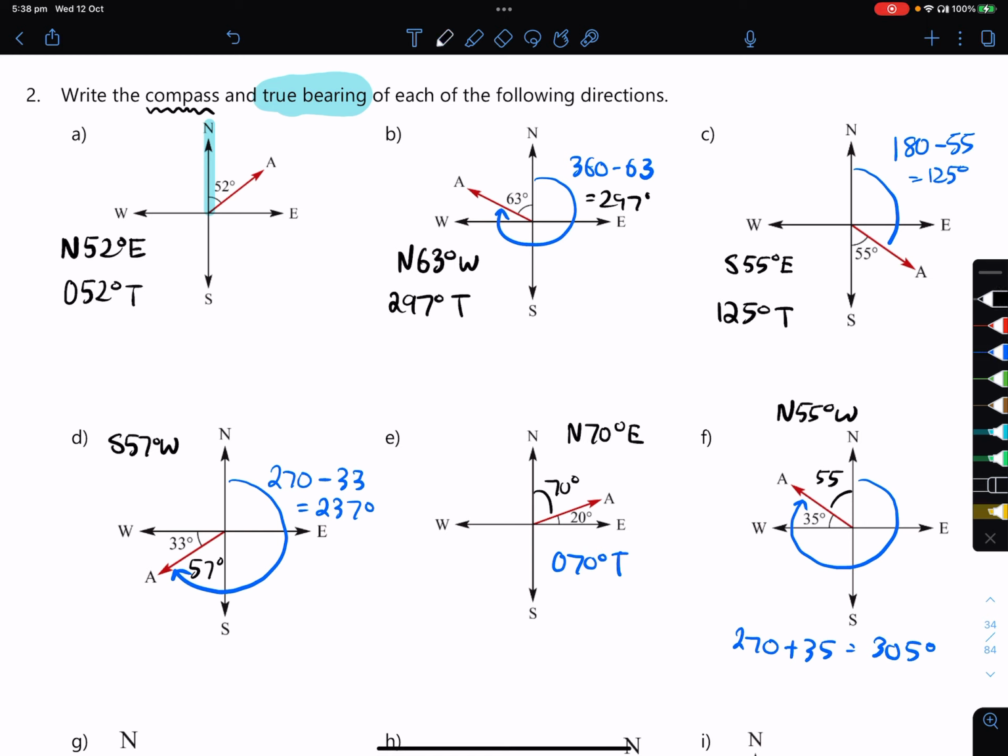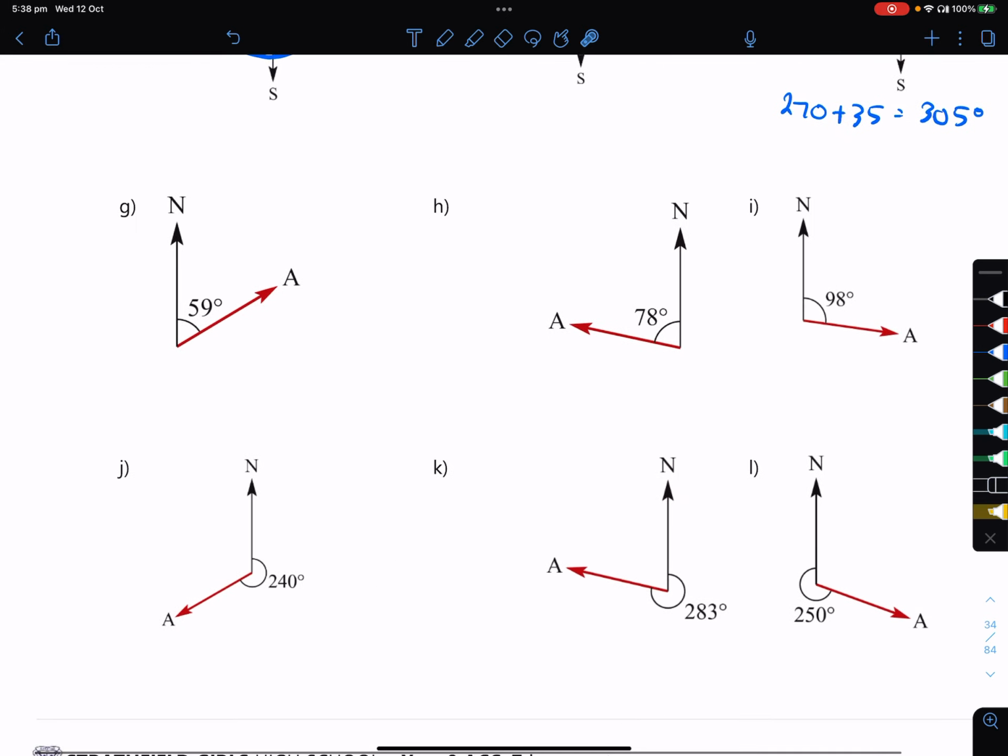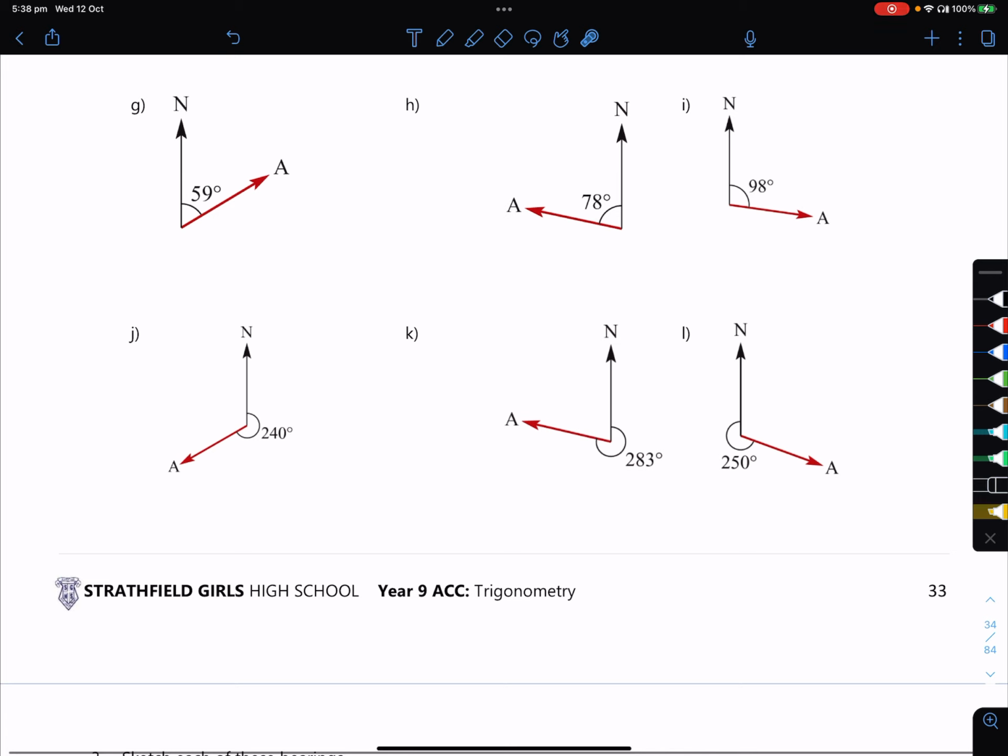Now these ones are quite straightforward only because we have the compass bearing. Okay, so we have the compass they're going, which is the cross: north, east, south, and west. Whereas if we have a look at the next one, question G, we don't have that at all. Now you can simply add that in like this, and then find all the bearings that we need to find.